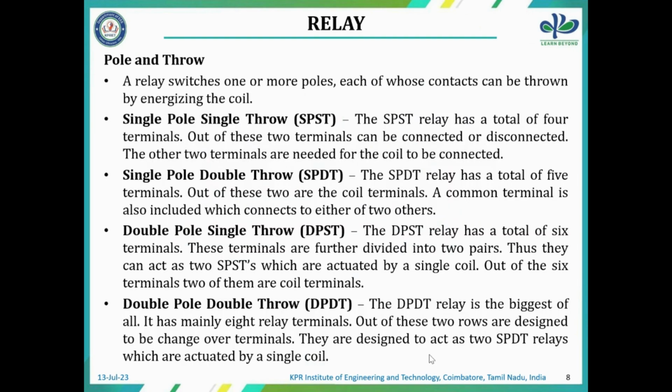So the relay switches, based on the number of poles and contacts, are classified as SPST, SPDT, DPST and DPDT: single pole single throw, single pole double throw, double pole single throw and double pole double throw. This is the classification we have for pole and throw connections. Depending on the pole and throw, we can activate the making or breaking of these NO and NCs by the electromagnetic attraction activation.